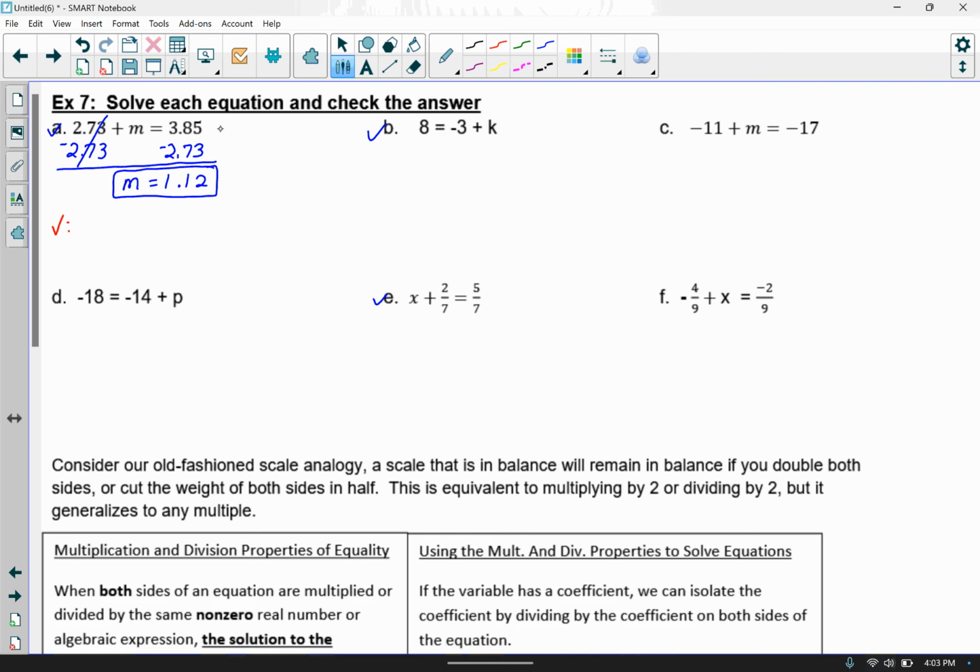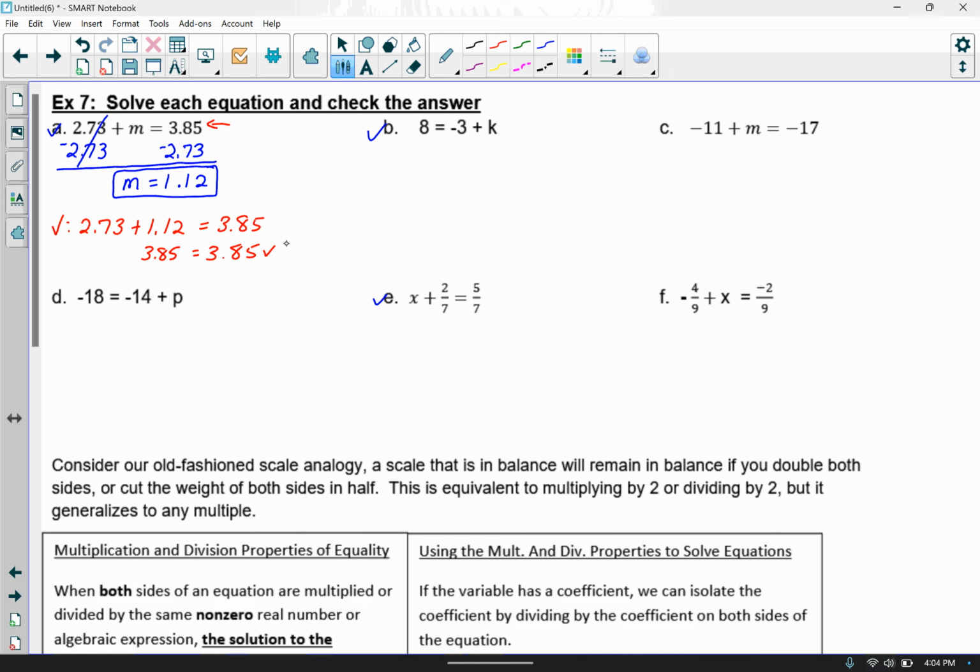I go back to my original problem, and everywhere I see an M, I'm going to plug in 1.12. So I have 2.73 plus 1.12, trying to make sure that that equals 3.85. And sure enough, if you were to add those two together, you get 3.85 on the left-hand side, and that's what we already have on the right-hand side, and that's the way you know that you have the right solution, okay? You haven't made a mistake.